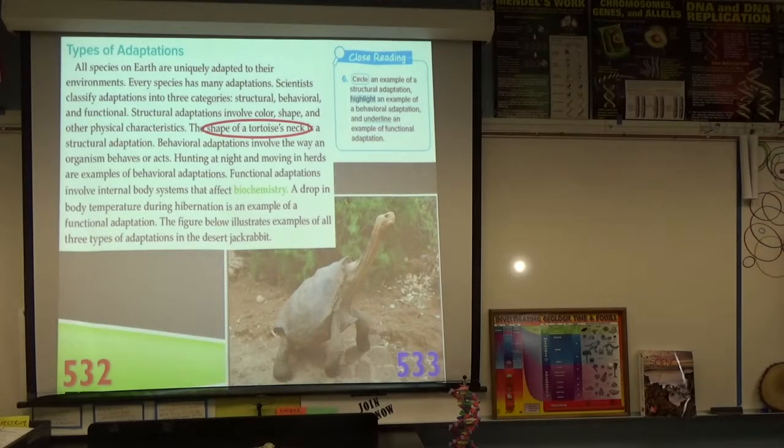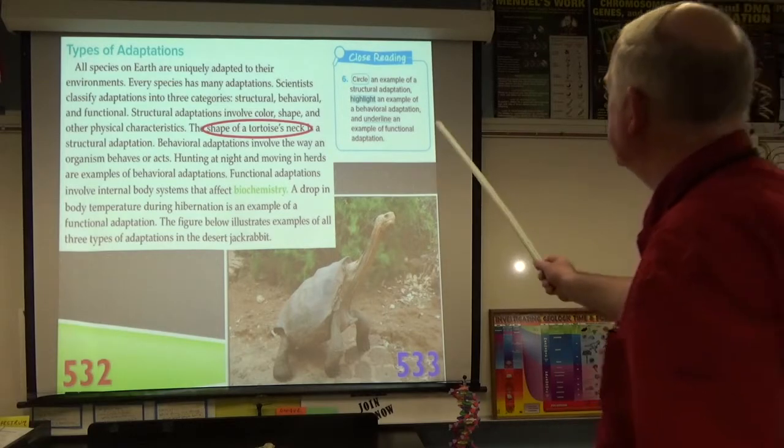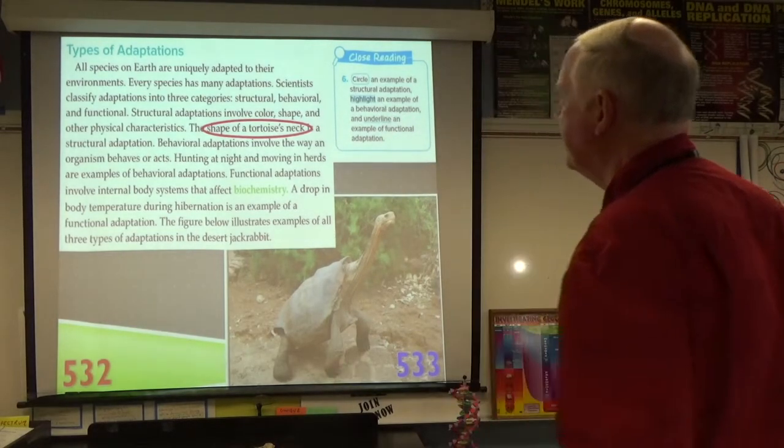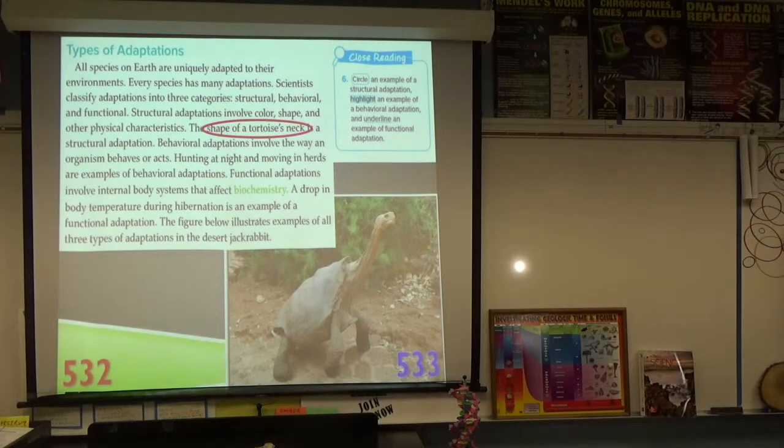Behavioral adaptations involve the way an organism behaves or acts. So the next thing we're supposed to do is highlight an example of a behavioral. Behavioral adaptations involve the way it hunts or acts. Hunting at night and moving in herds are examples of behavioral adaptations. So hunting at night and moving in herds, I've highlighted that. And then finally, I have to underline a functional adaptation. Functional adaptations involve internal body systems that affect biochemistry. A drop in body temperature during hibernation is an example of a functional adaptation.